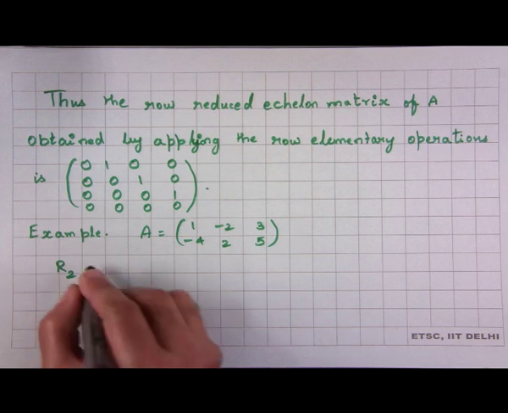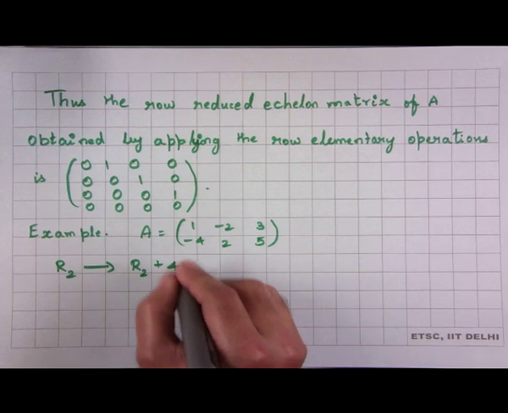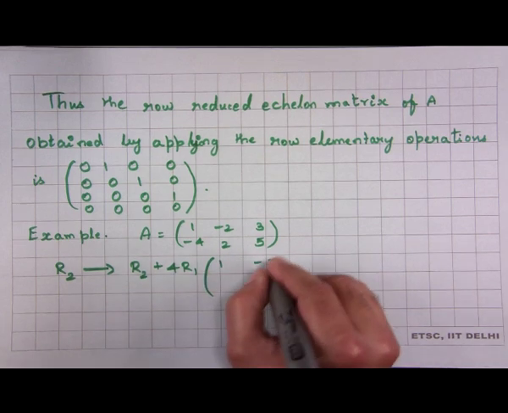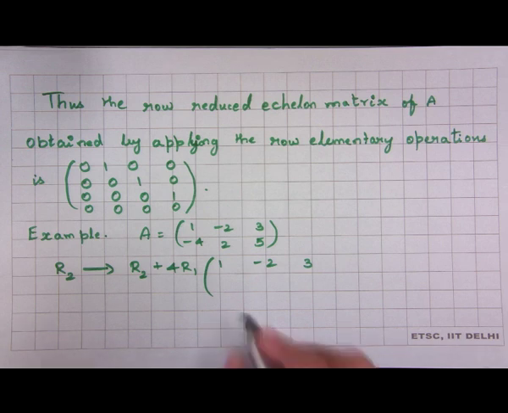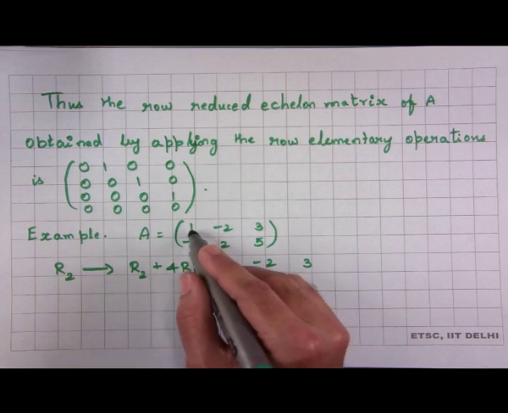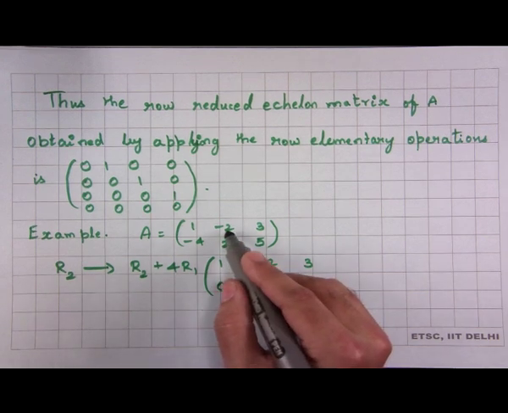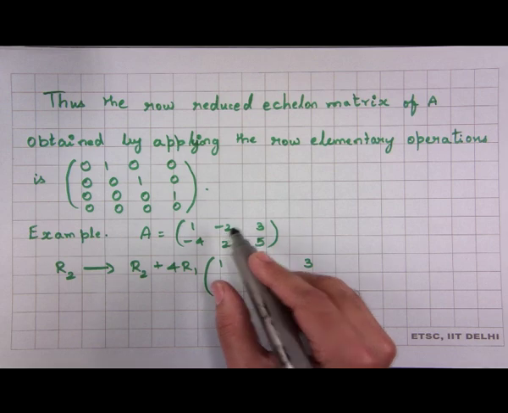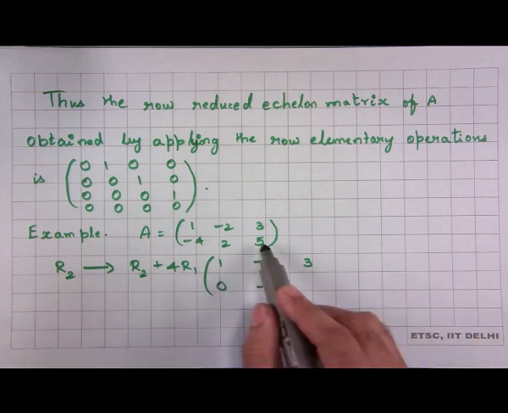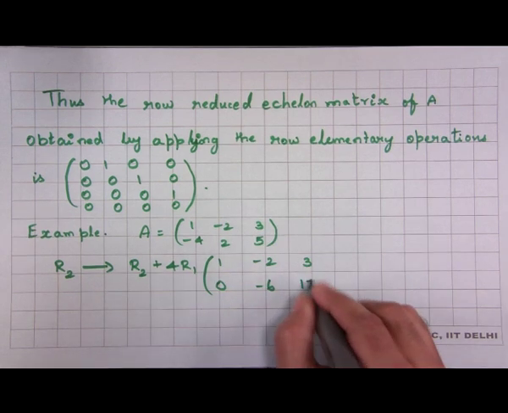So, we will replace R2 by R2 plus 4 times R1. The first row remains unchanged: 1, -2, 3. Second row: -4 plus 4 times 1, which is 0; 2 plus 4 times -2, which gives -6; and last, 5 plus 4 times 3, which means 5 plus 12. So, you will end up with 17.